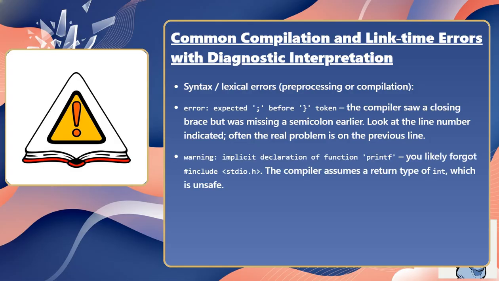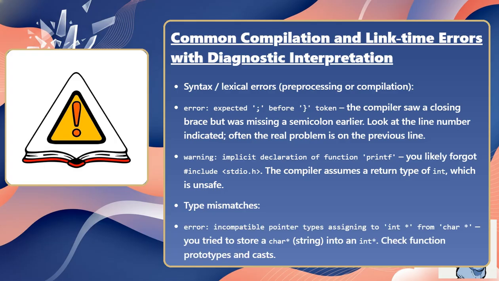Warning: implicit declaration of function printf. You likely forgot to include stdio.h. The compiler assumes a return type of int, which is unsafe. Type mismatches. Error: incompatible pointer types, assigning to int pointer from char pointer. You tried to store a char pointer, a string, into an int pointer. Check function prototypes and casts.